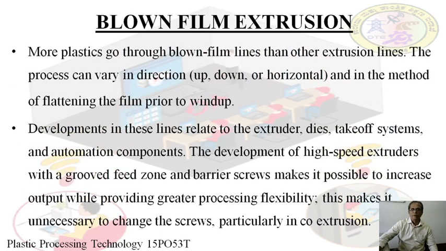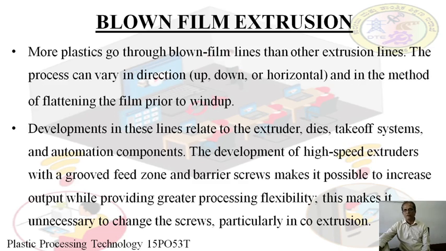What is blown film? Blown films are the cheaper type of plastic films. More plastics go through the blown film lines than the other extrusion lines. The process can vary in direction, up, down or horizontal, and in the method of flattening the film prior to wind up. Developments in these lines relate to the extruder, dies, takeoff system, and automation components.